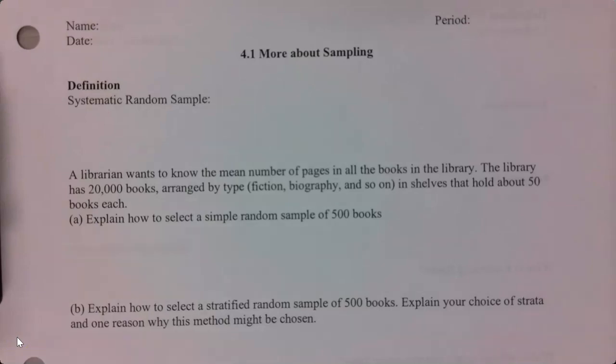Okay, so today we are talking more about sampling. And the first thing we're going to talk about is systematic random sampling. This is where you sample people based on a pattern. So for example, if I wanted to get your opinion, but I didn't want to survey all of you, I could ask every third person who comes in the door. That's a systematic random sample.